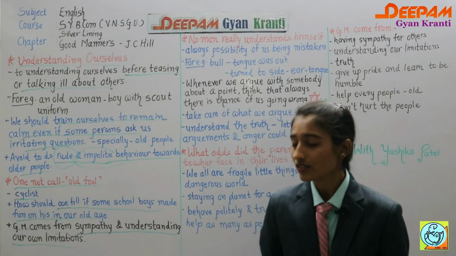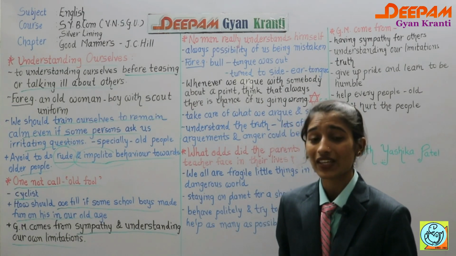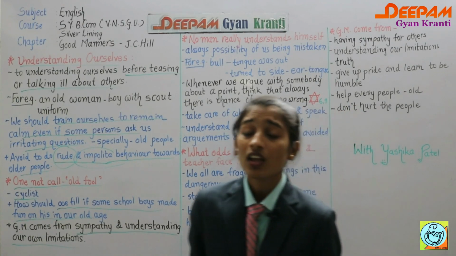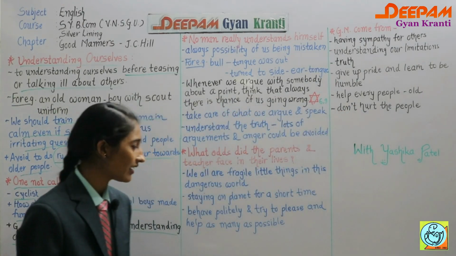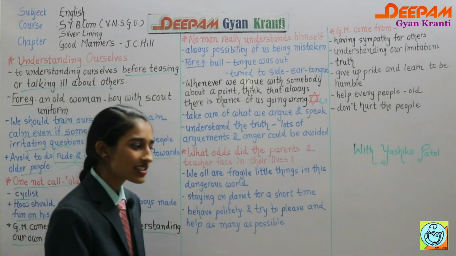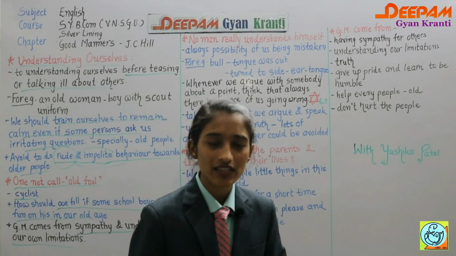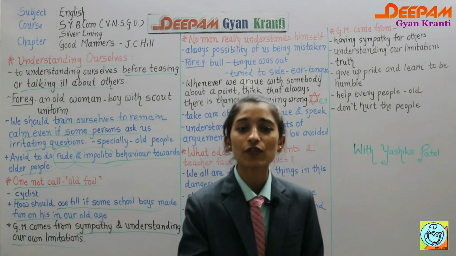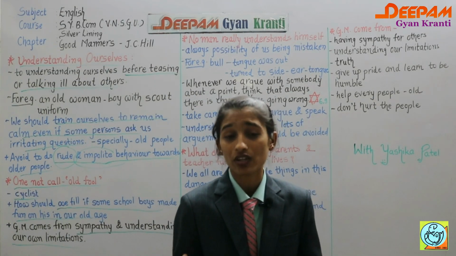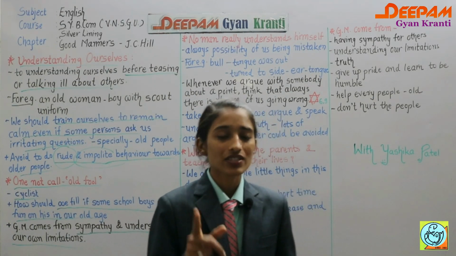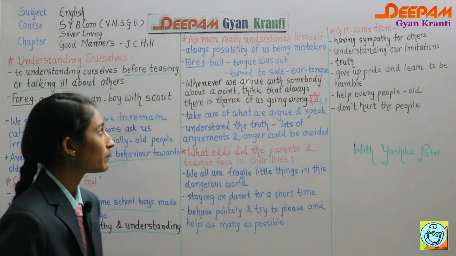How can we learn good manners? So good manners we can learn from sympathy towards others, and understanding ourselves. Understanding ourselves plays an important role. Okay, if we cannot understand ourselves, then we cannot expect any other person to understand us. Okay, so self understanding is again a more important thing.